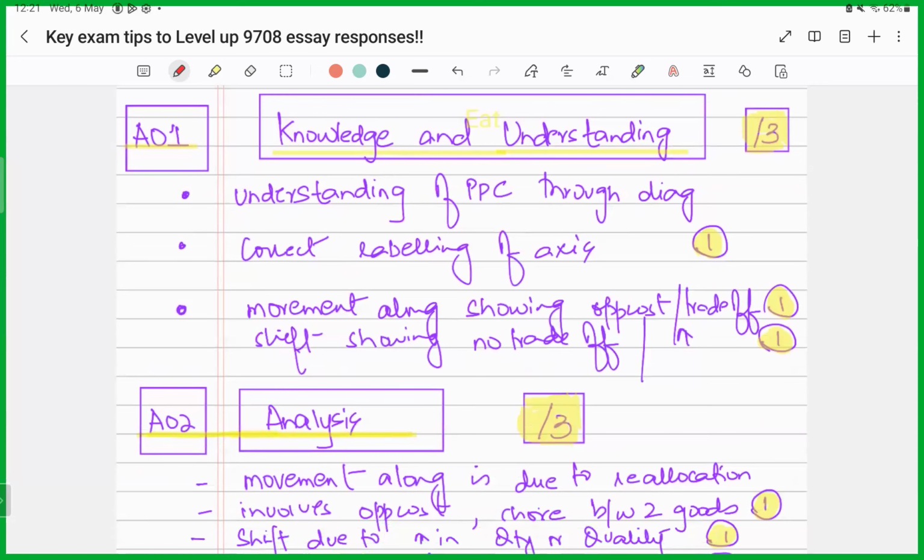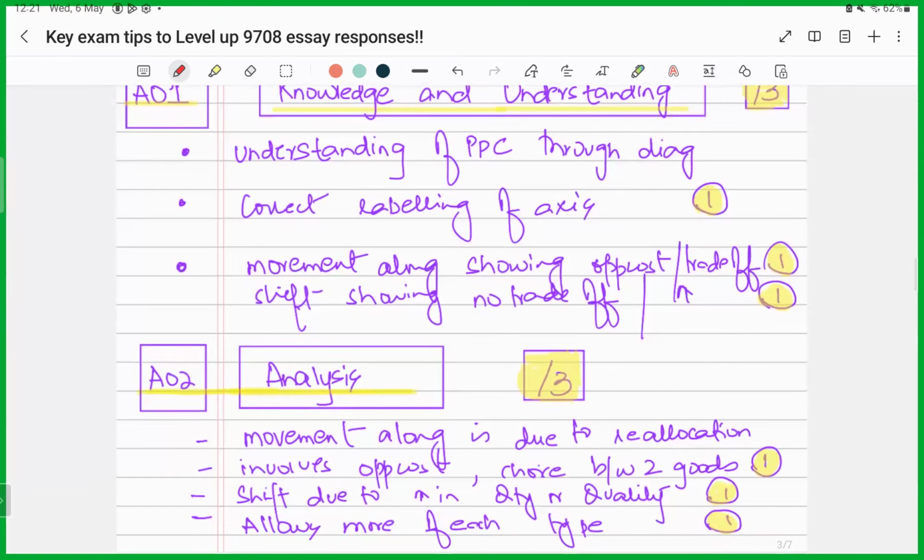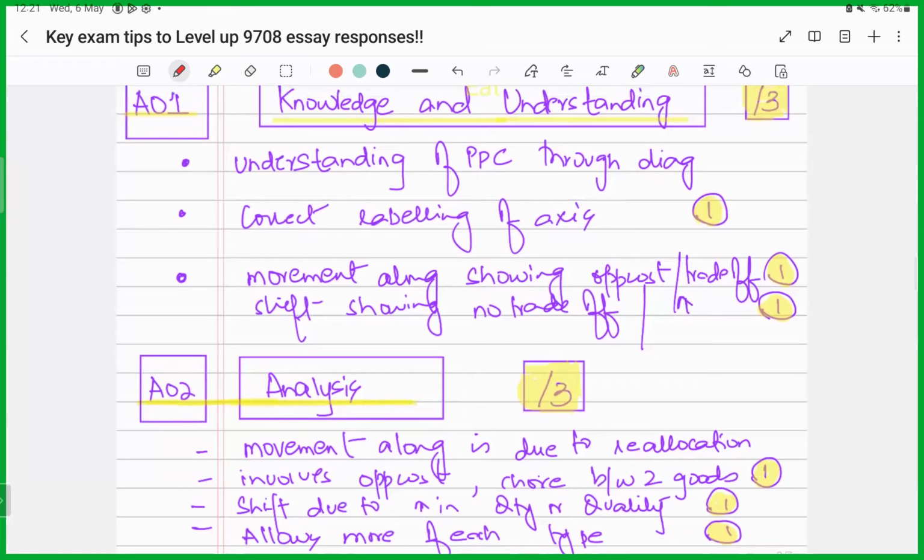So this is how the examiner wanted us to write. 1 mark was given for a correct understanding of the VPC, like I explained. 1 mark for the correct labeling of the axis. 1 mark for showing a trade-off. So this is the breakup of assessment objective 1.